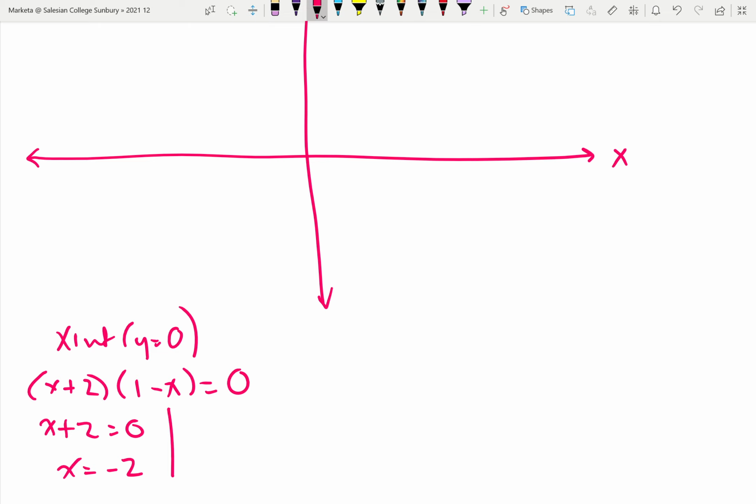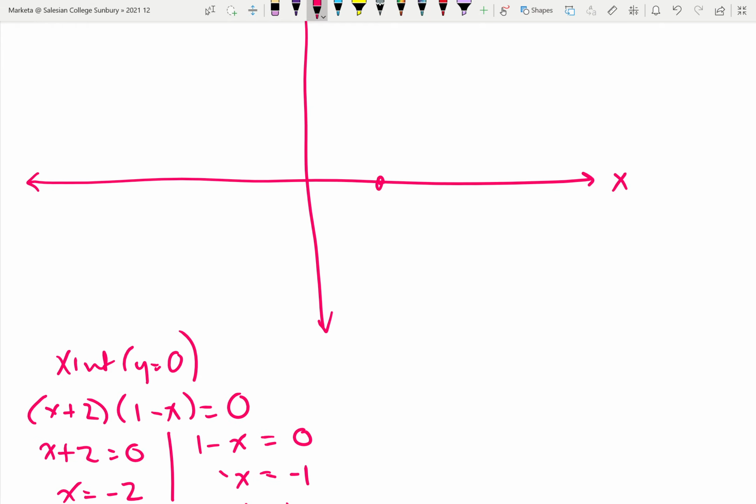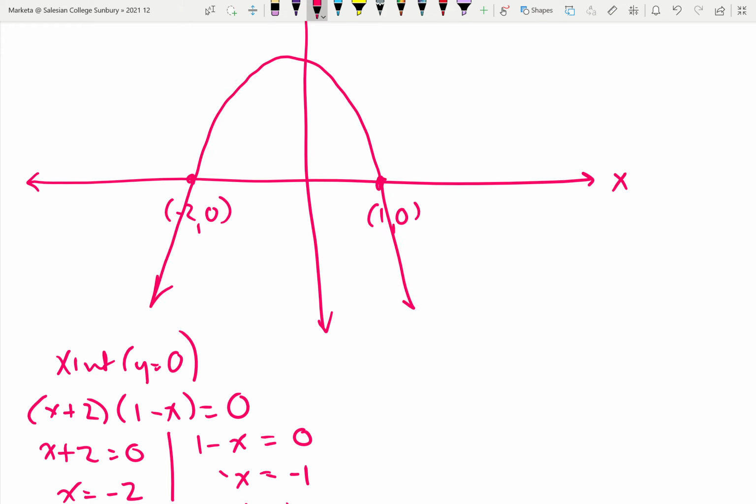Just be careful with this one. People will get it wrong. It's not hard, it's just a bit of a weird one, I guess. So we've got x-intercepts at 1 and -2, so 1, 0 and -2, 0. And of course it's a sketch, so it's not going to be 100% accurate, but I have made it as accurate as I can for the purpose of the sketch.